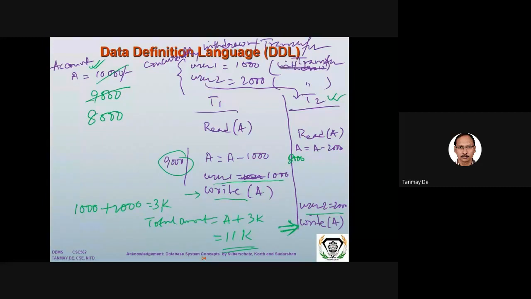If it is preserved, then the database is in a consistent state, because here money is transferred from account A to user 1 and from account A to user 2. The money is not generated here.